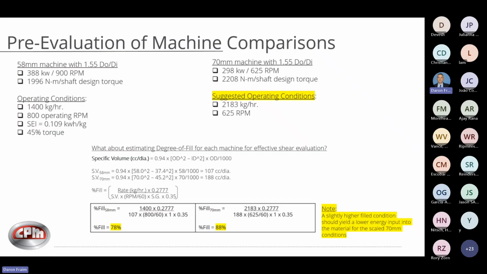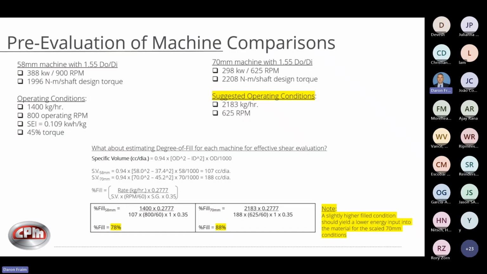And 0.35 is just what's called a conveyance efficiency estimate. That's a good general rule of thumb. It changes though depending on your screw configuration, but remember, if you match screw configuration from one machine to the other, you can make the assumption that that conveyance efficiency is going to be very similar. So there are some constants here to take, but when you look at this and I do the math and I say, okay, if I'm going to operate the 70 at 2183 feed rate, 625 RPM, I'm a little more filled on that machine.